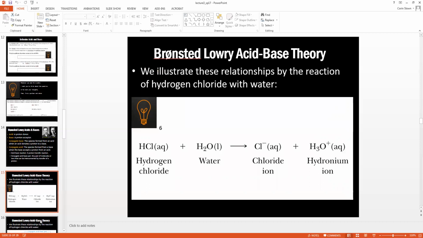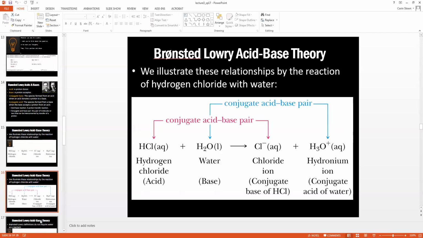So take a moment. Again, think about how you would draw the mechanism for this reaction. Identify what is transferring the proton. That's going to be your acid. What is receiving the proton? That's going to be your base. And then what has lost the proton? That's going to be your conjugate base. And what has gained the proton? That's going to be your conjugate acid.